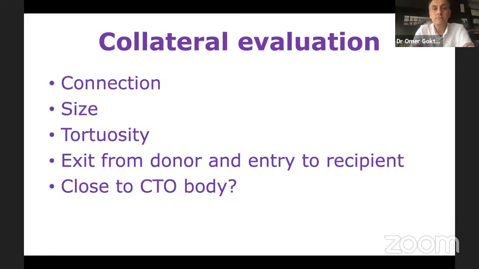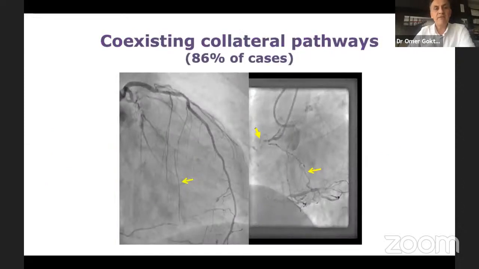Sometimes, for epicardial collaterals, we might have lots of tortuosity, and sometimes we could fail to cross them. We should look at the exit from the donor artery or entry to the recipient artery. And also we should see how close it is to the CTO body. If the collateral is so close to the CTO body, that may also give you some trouble. Fortunately, we have a collateral pathway in 86% of cases. If you have a CTO, I think this is a good chance.